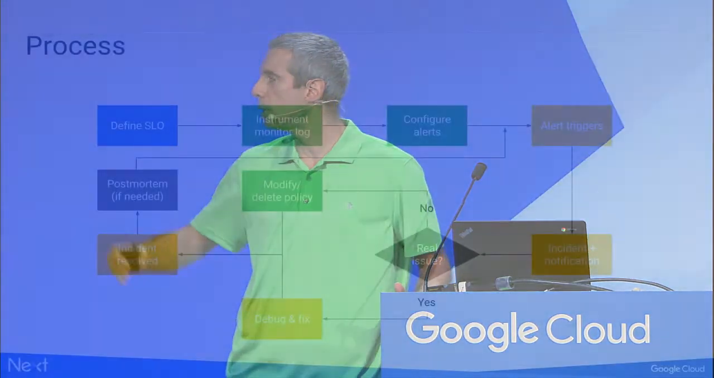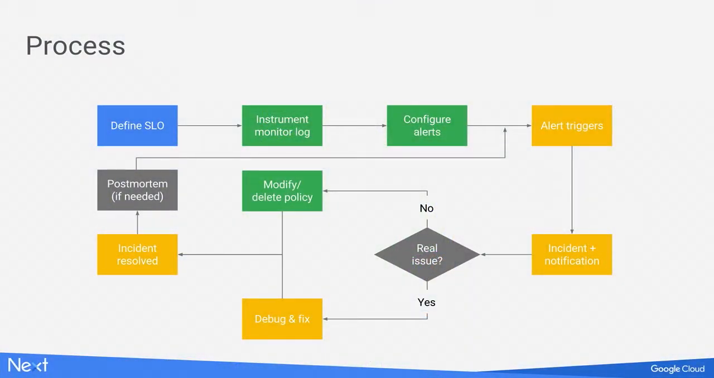debug, maybe escalate. But if it's not real, you need to look at the alerting policy that triggered, rather than just getting back to work, so you don't waste time the next time it triggers, and see what you need to maybe change in the alert policy or maybe delete. When all is said and done, the incident is resolved. If it was real and serious enough, maybe a postmortem is needed, and we go back to this cycle of iterating on your alerting policies.